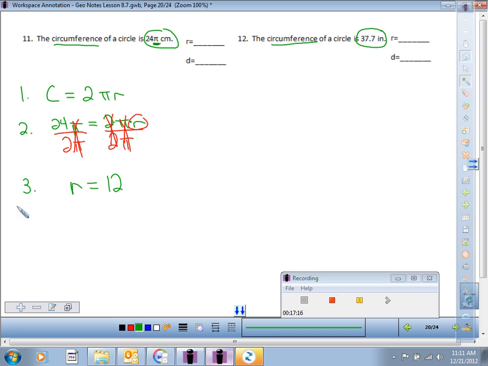Label, step 4, label centimeters. So the radius is 12 centimeters. And the diameter is 24 centimeters. Right? Let's do this one. This one works kind of the same but slightly different.